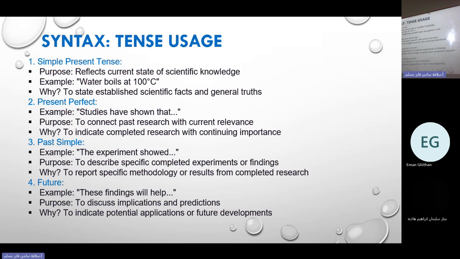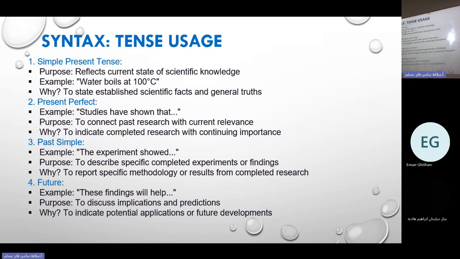We use simple present tense. The purpose is to reflect the current state of scientific knowledge, because the present talks about facts. Can you read it? Go put on your glasses. Water boils at 100 Celsius. Why? To state established scientific facts. It's a general fact, a scientific fact. That's why we use the present.